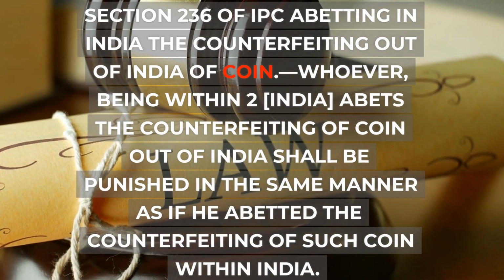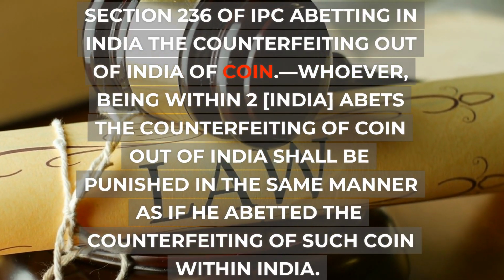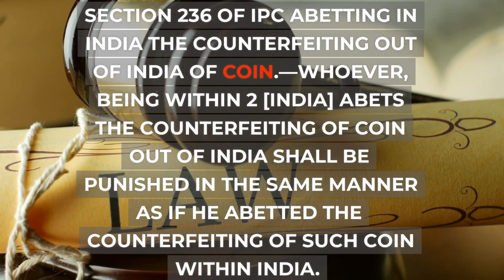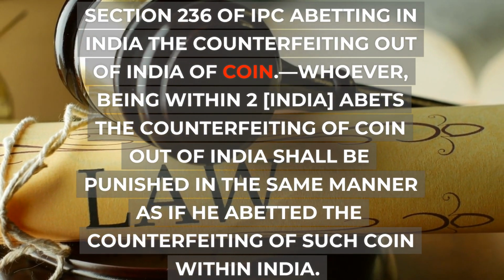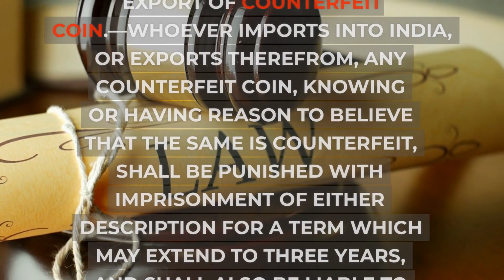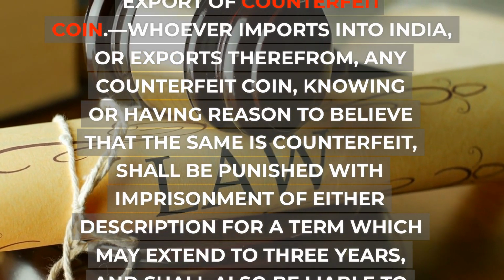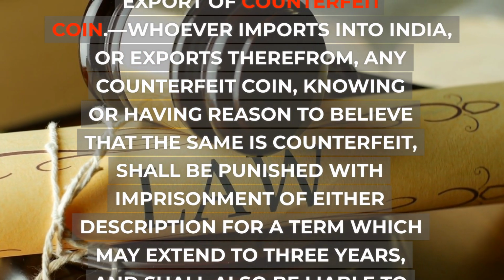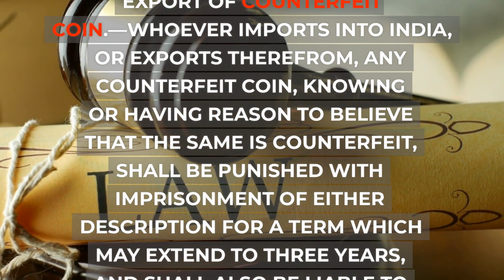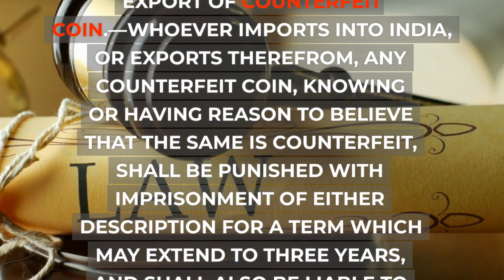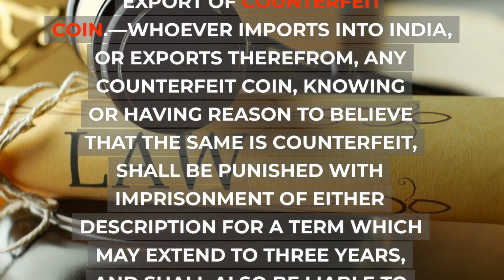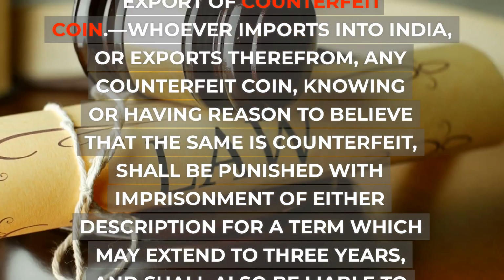Section 236 of IPC. Abetting in India the counterfeiting out of India of coin. Whoever, being within India, abets the counterfeiting of coin out of India shall be punished in the same manner as if he abetted the counterfeiting of such coin within India. Section 237 of IPC. Import or export of counterfeit coin. Whoever imports into India, or exports therefrom, any counterfeit coin, knowing or having reason to believe that the same is counterfeit, shall be punished with imprisonment of either description for a term which may extend to 3 years, and shall also be liable to fine.